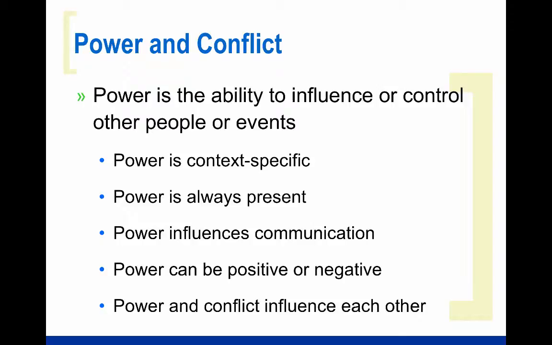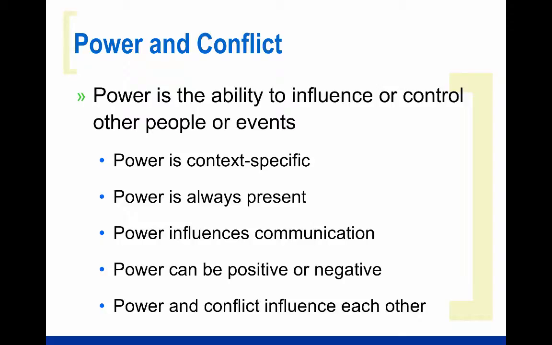Power is always present. There's some form of power that's always within a relationship. So relationships are either symmetrical, where both parties have generally equal power, such as a typical friendship. It might be complementary, where one person has more power than the other, such as a boss and an employee, or a parent and a child. And some relationships can change. They can start out complementary and then evolve over time into symmetrical.